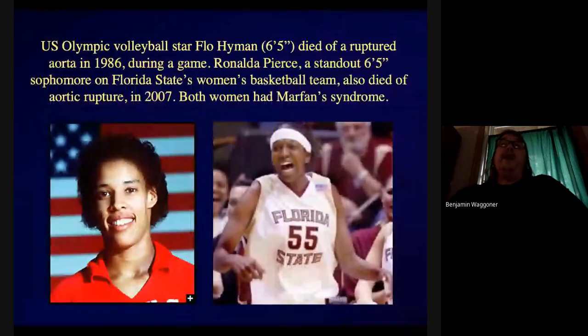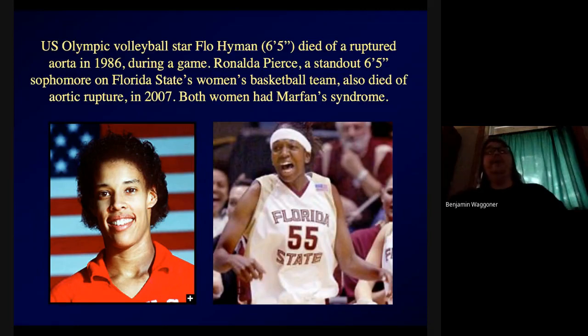Same for Flo Hyman, great volleyball player who led the U.S. Olympic team to a silver medal in 1984. One of the best we've ever had playing the game, went on to play professionally in Japan and rotated out of the game, sat down, and then never got up again. She died of a ruptured aorta in 1986.